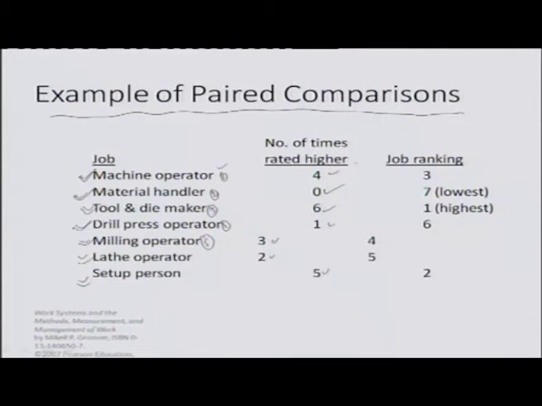The one which has the maximum number of times where it is rated highly becomes the highest quality job, and similarly the one which has the lowest number of times it has been rated higher is the lowest quality job, and then all the other jobs are ranked commensurately between these 2 ranks. So these are the paired comparisons made for such a machine shop to create an overall job ranking strategy.